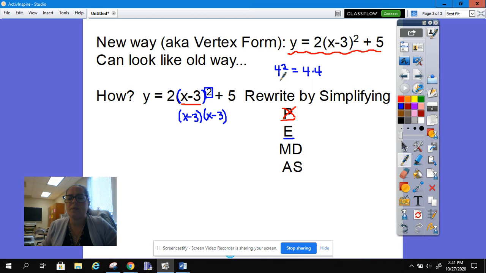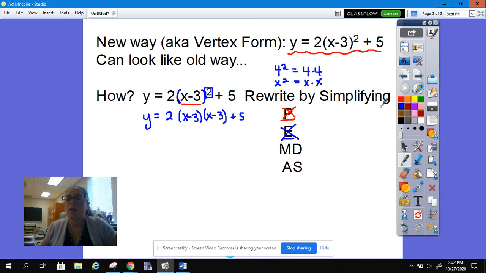Or if you're doing x squared, it really means x times x. Well, x minus 3 with a square on it just means x minus 3 times x minus 3. Now, you cannot forget about all the other things that are in this equation with it. We have this y, we have a 2, and we have a plus 5. So here is what the exponent step would look like.